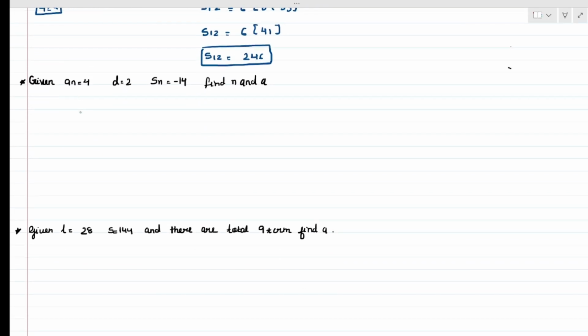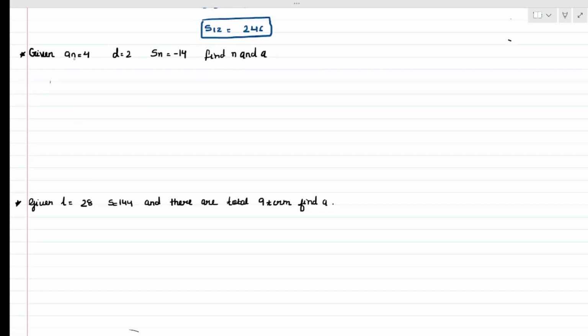Okay. Moving on to our next sum, in which it says given over here is an is equal to 4. That means you can say your last term is 4. d is 2. Sn is minus 14, and you need to find out n and a. Okay, you need to find out n and a. So your an is equal to 4 and d equals 2. So from an, can you find out the value of a?